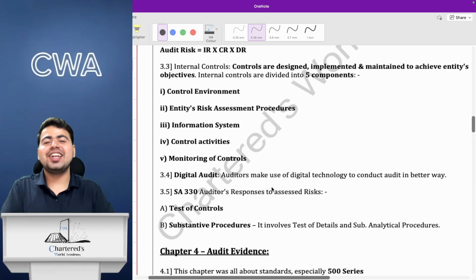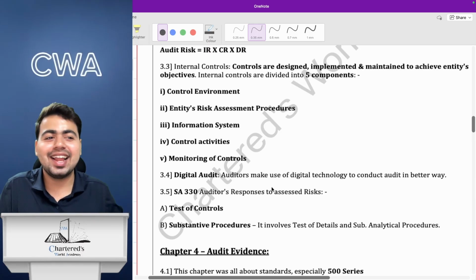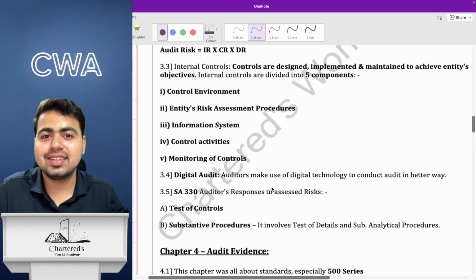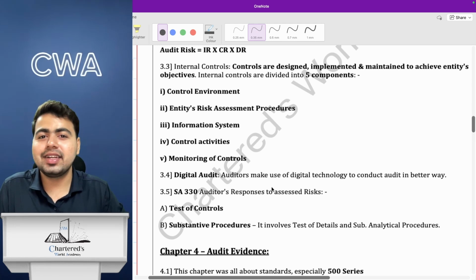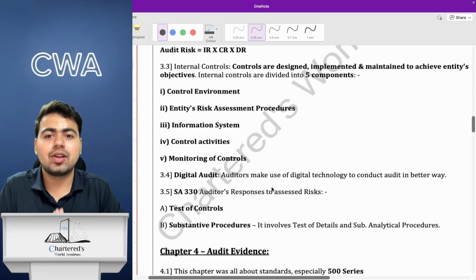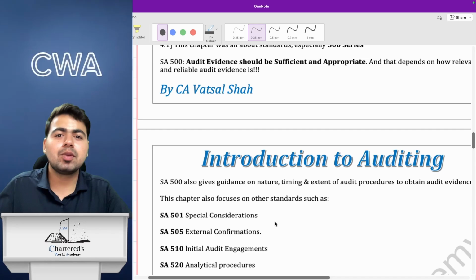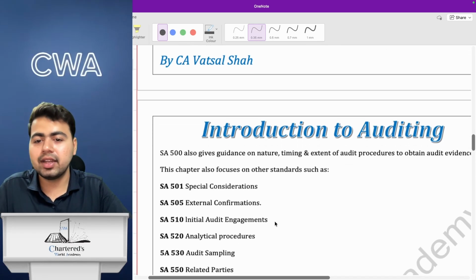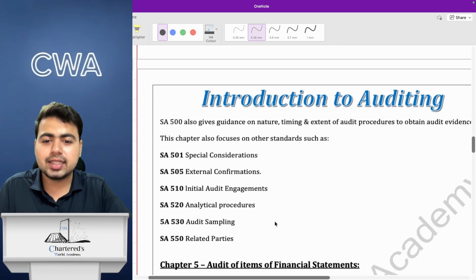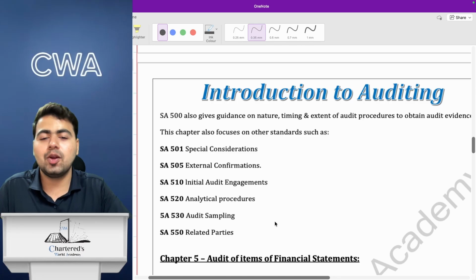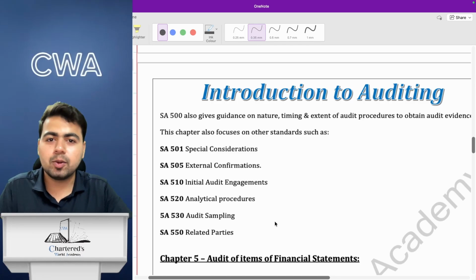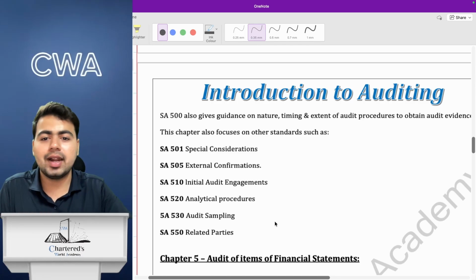And related to audit evidence, we have an ample amount of guidelines given by the 500 series standards, whether it is external confirmation, whether it involves n number of guidelines that you have to follow for gathering audit evidences. Okay, let's have some quick references to SA 500, SA 501 special considerations, 510 initial audit engagement, analytical procedures, audit samplings, related parties.